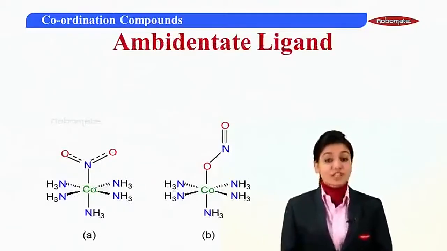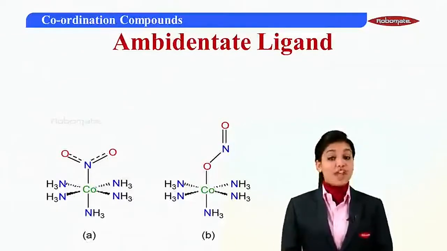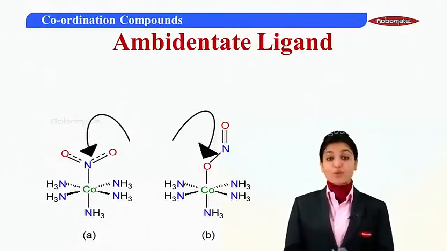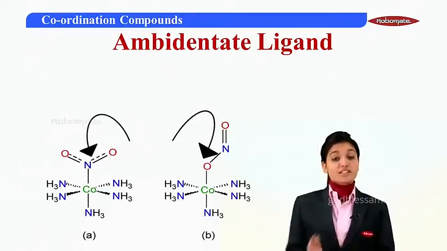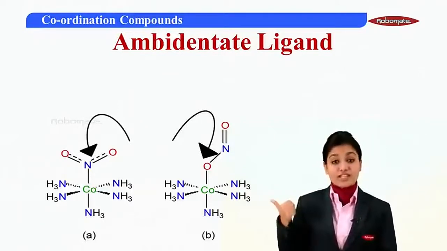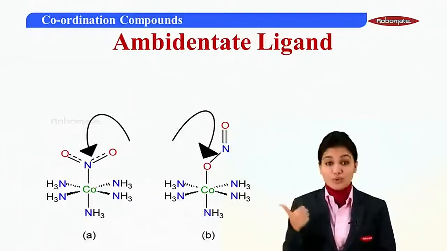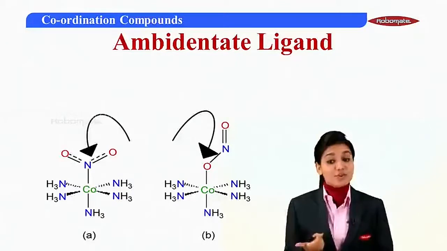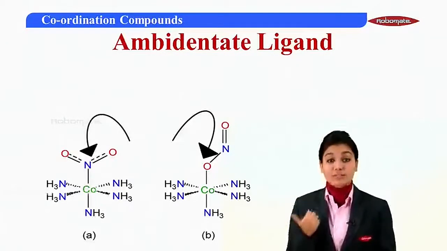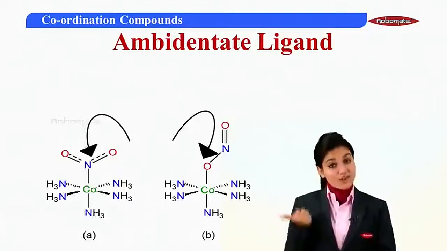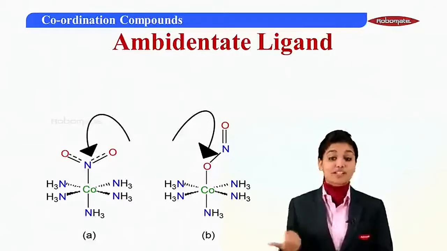Moving on, here you have the example. Now if you see here, this is an example of an ambidentate ligand. We have two donor atoms. The ligands are the same. It is NO2 in the first case, and in the second case also it is NO2. But in the first case, nitrogen is forming a bond with cobalt, the metal. But in the second case, oxygen is forming a coordinate bond with the metal, that is cobalt.